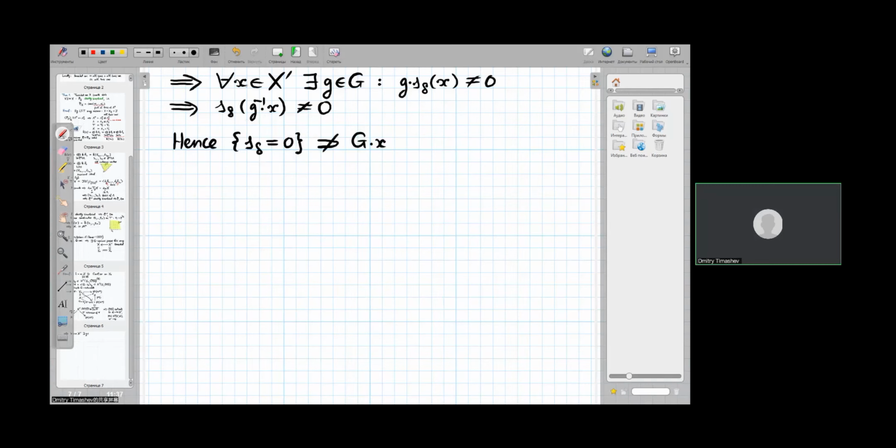So you have started from any point in X prime, and you have proved that this section S delta does not vanish at some point in the G orbit of this point X. Therefore, the vanishing locus of S delta does not contain any G orbit. In particular, it does not contain any G stable prime divisor on X prime. And therefore, this vanishing locus is just the union of all colors.